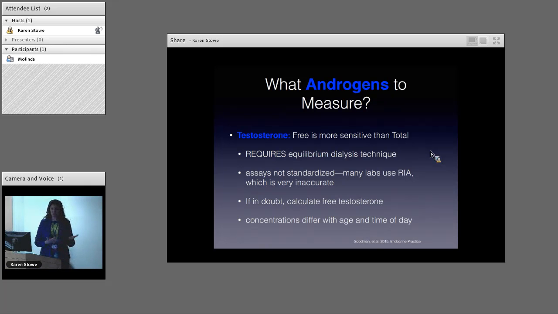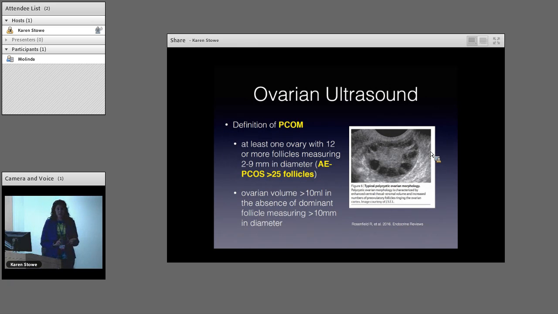So they're using the total testosterone, the albumin, and the sex hormone binding globulin to calculate the free testosterone level. And there are calculators out there so that you could do that yourself.